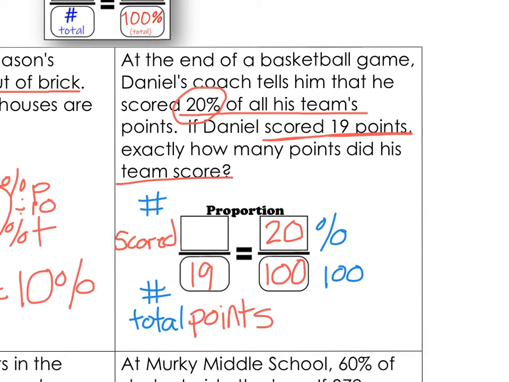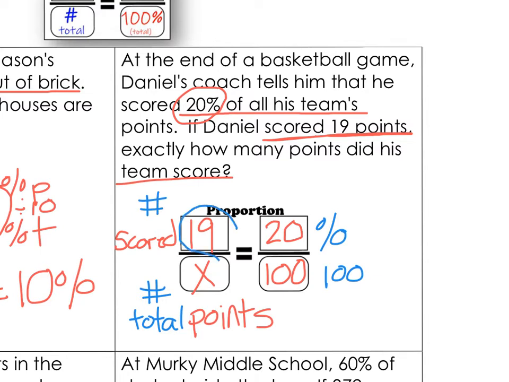So now we need to find, oh, sorry, I messed up. It says if Daniel scored 19 points, exactly how many points did his team score? So Daniel would be the part. He's part of his team that scored. And we're trying to find the total amount that the team scored. Okay, so let's go ahead and let's look at this. Here, we can go ahead and let's cross multiply and divide in this case, even though we do have a nice pretty scale factor again.